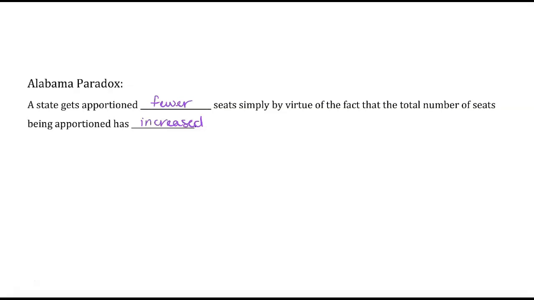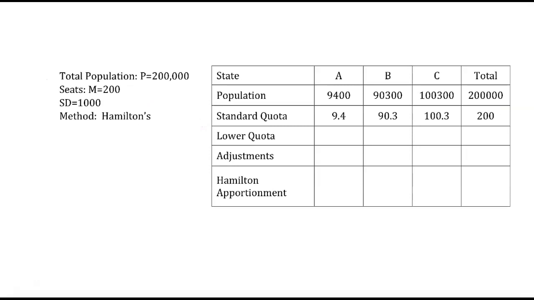Let's look at an example. Take a look at this country. It has 3 states that we'll just notate A, B, and C. We have a total population of 200,000 and 200 seats to be apportioned. That gives us a very simple standard divisor of 1,000. The method that's going to be used for apportionment is Hamilton's.